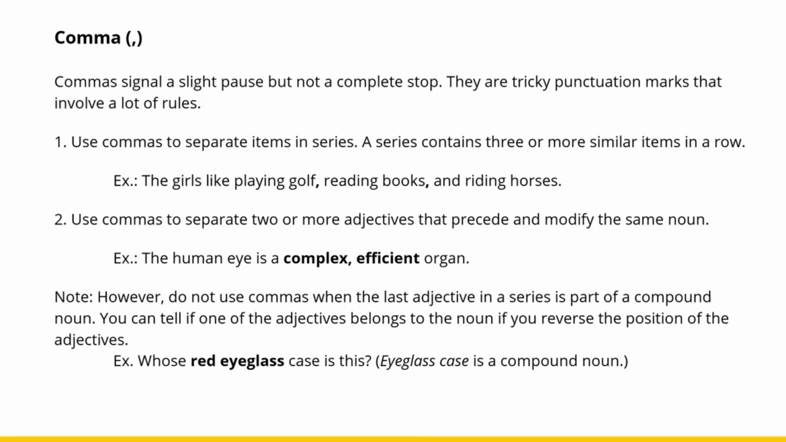And you have to note that you should not use commas when the last adjective in the series is part of a compound noun. You can tell if one of the adjectives belongs to the noun if you reverse the position of the adjectives. So here, for example, we have a sentence: whose red eyeglasses case is this? As you see, eyeglass case is a compound noun, and that's why we do not use any commas in this case.